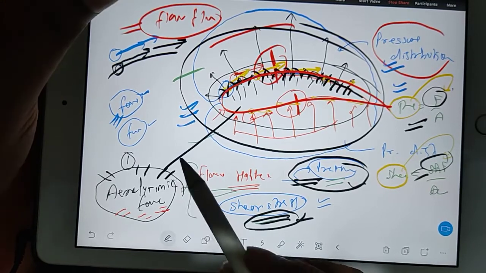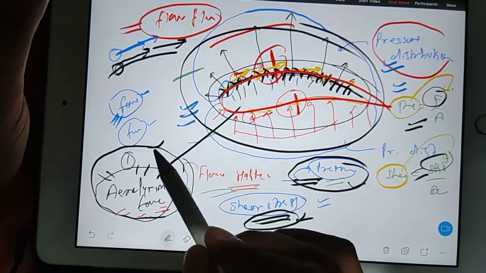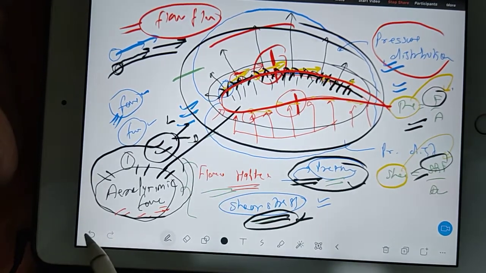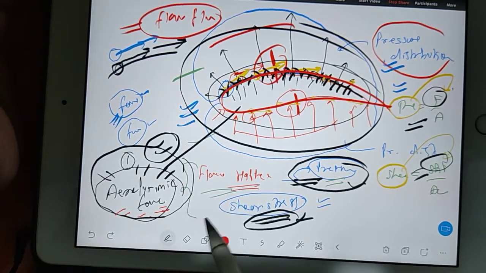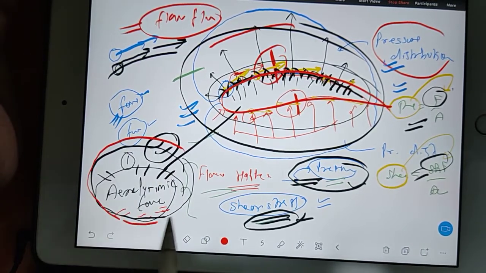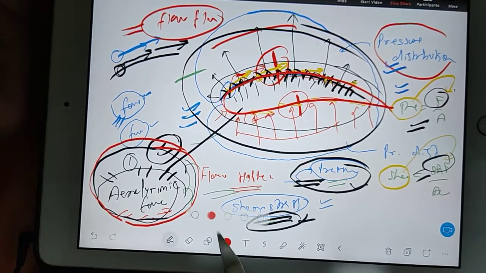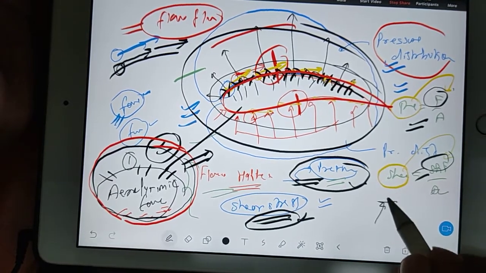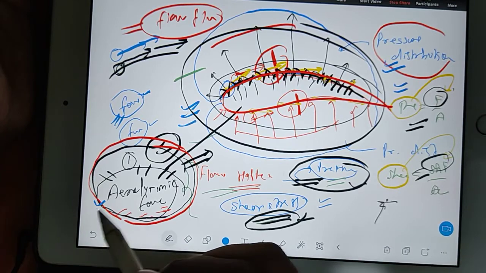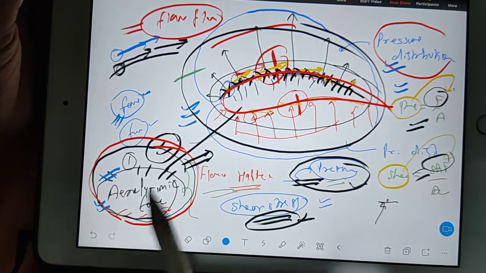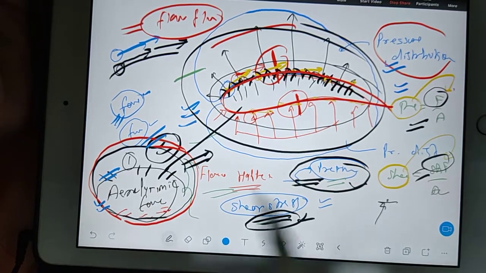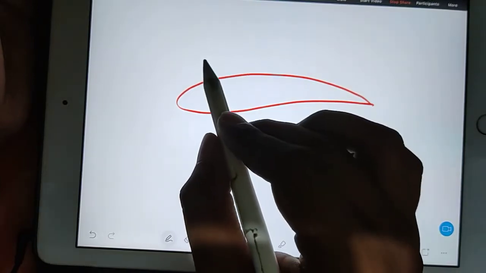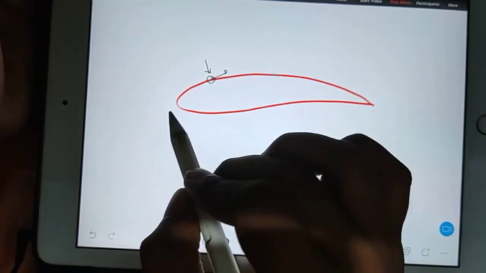This aerodynamic force, what you are seeing here, we split further and find lift and drag. Anyway, lift and drag is a different concept. Currently, when we find our final force and call it aerodynamic force, then definitely this force will have a location, because whenever force acts, it acts at a location. The location where this aerodynamic force is acting, that is what we call the center of pressure.